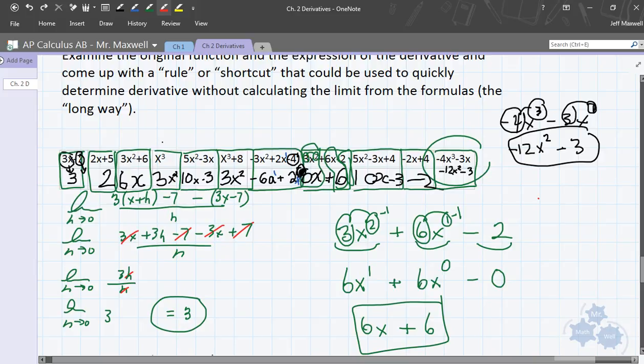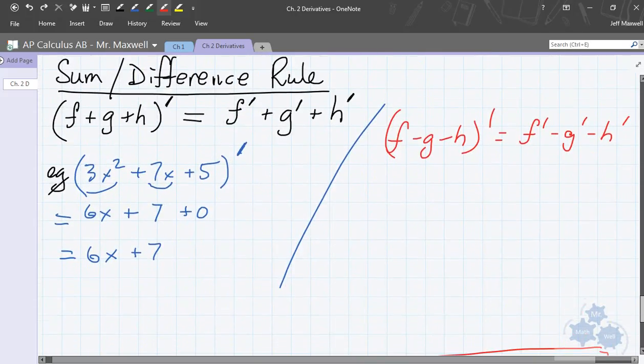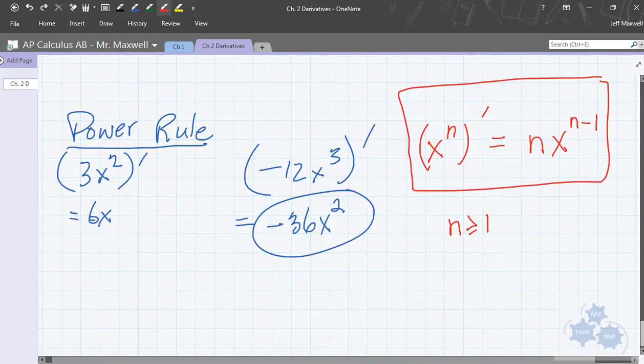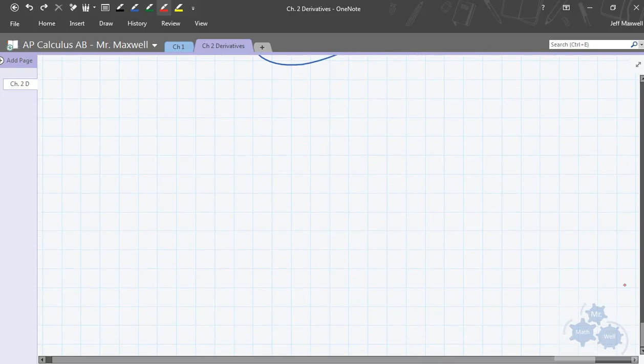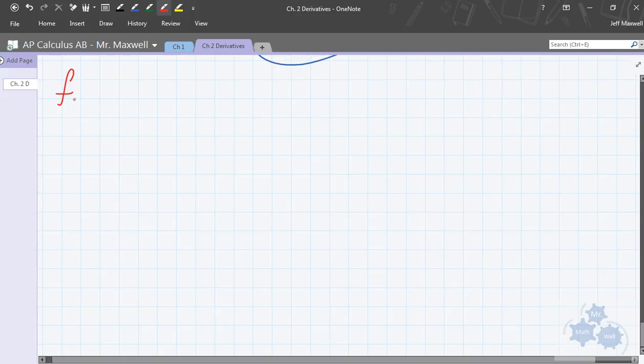Anyways, so these are the 3 rules I wanted to focus on here today, and you guys uncovered those yourselves: the sum difference rule, power rule, and the constant rule. Okay? So I'm going to give you a couple just to do on your own, and you can have a little bit of practice with that to see if you know what you're doing.